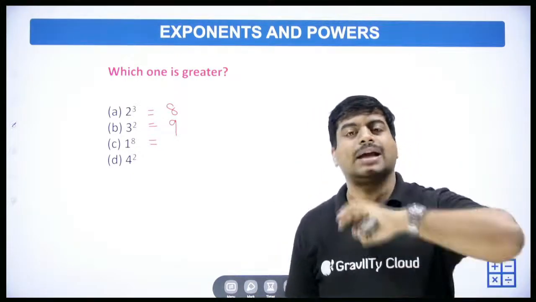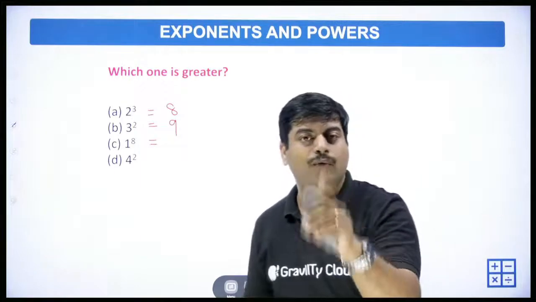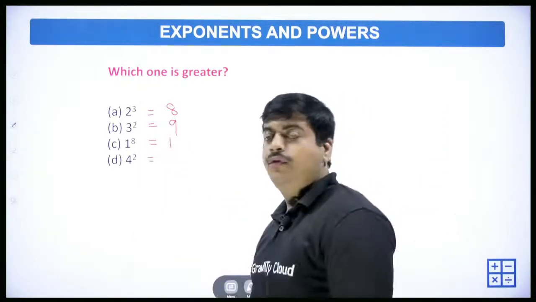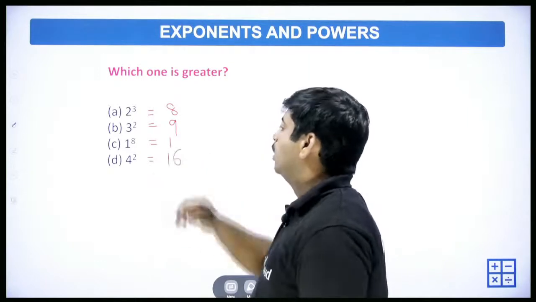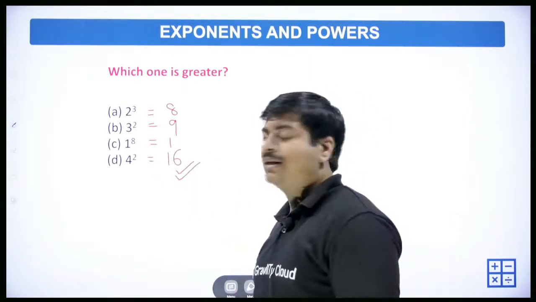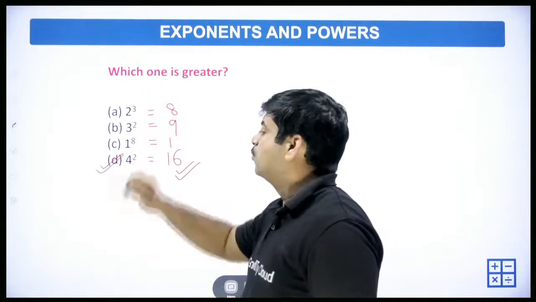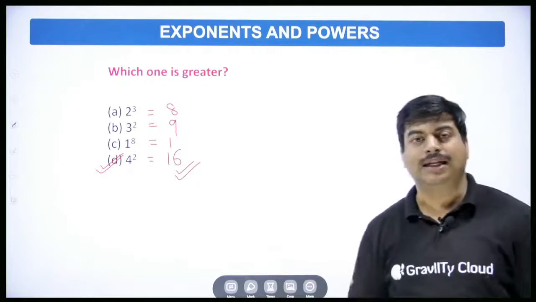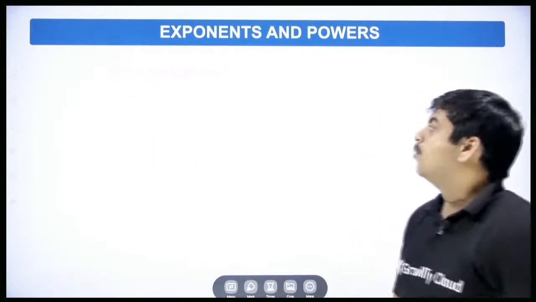1 repeated any number of times will again give you 1. 4 square, 4 into 4 is 16. Which one is greater? So we can say that 16 is greater, which is 4 square. 4 square is greater among all these values, correct? Okay. What's the next one?